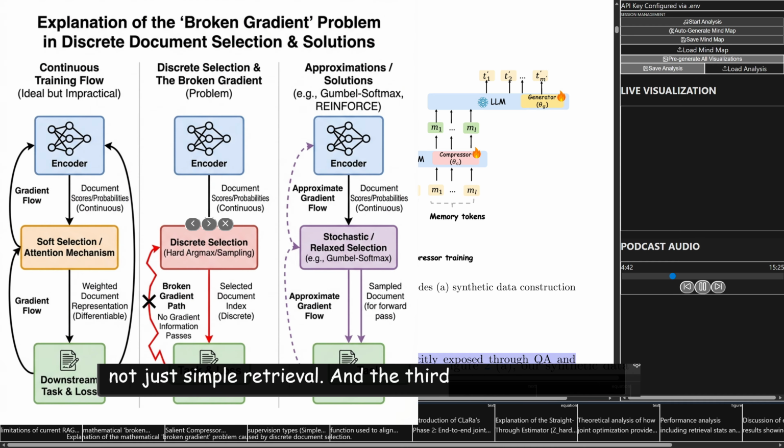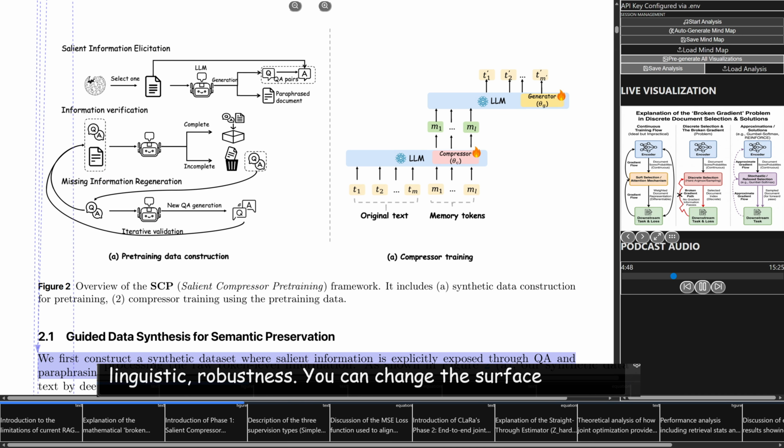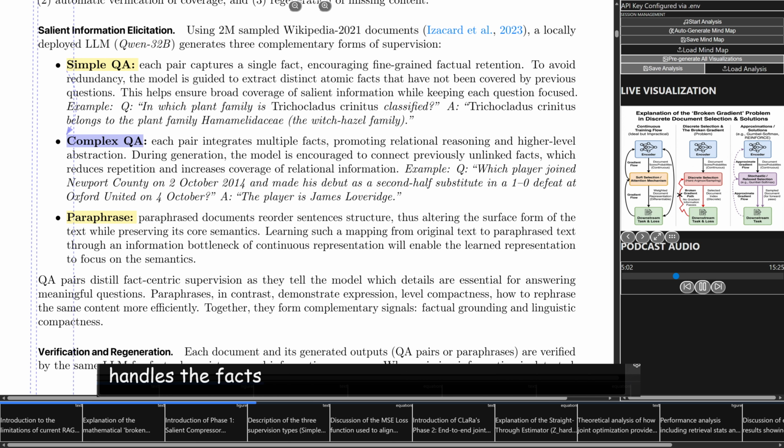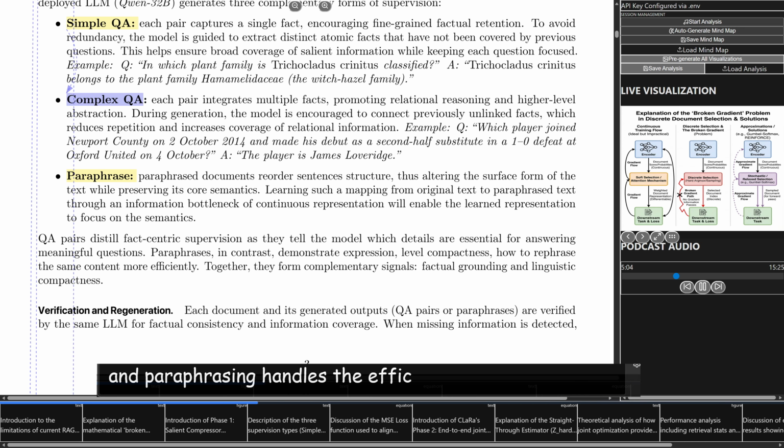And the third type was paraphrasing. Right, paraphrasing. This just ensures linguistic robustness. You can change the surface words of the document all you want, but the core meaning has to stay identical in that compressed vector. It forces the model to ignore fluff and focus only on the essential meaning. That feels like a really complete system. The QA handles the facts, and paraphrasing handles the efficiency. But let's get back to the math.